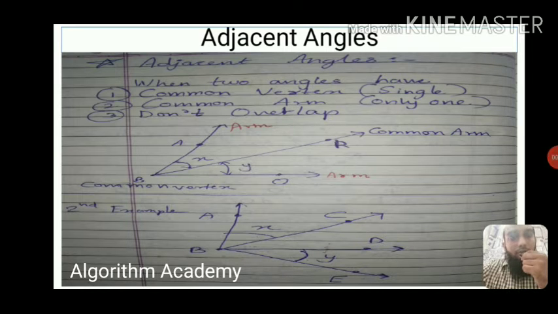Today we are going to learn 9th standard geometry, that is basics of geometry, lines and angles. This is what you are seeing: adjacent angles. What are adjacent angles? Adjacent angles are just two angles which are beside each other.